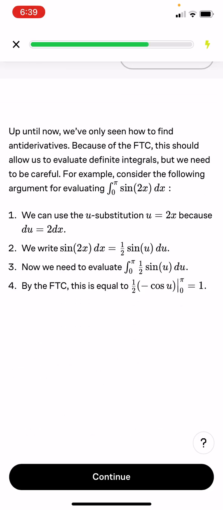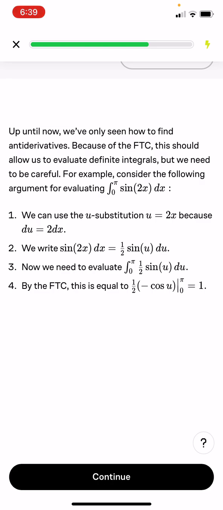Up until now, we have only been able to find antiderivatives. Because of the FTC, this allows us to evaluate definite integrals, but we need to be careful. For example, consider the following argument for the integral from 0 to pi of sine 2x dx. We use the u substitution u equals 2x, so du equals 2 dx. We write sine 2x dx equals 1 over 2 sine u du.